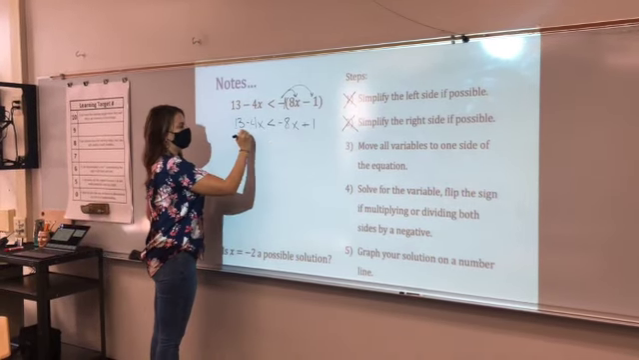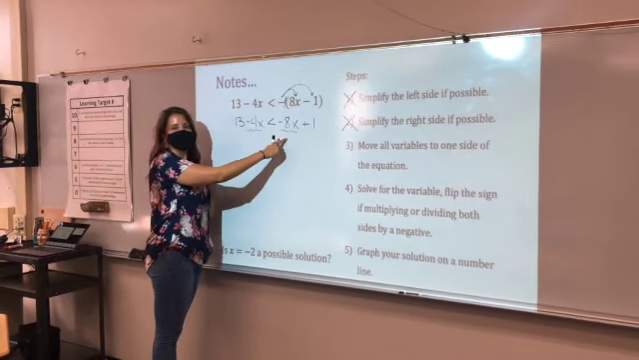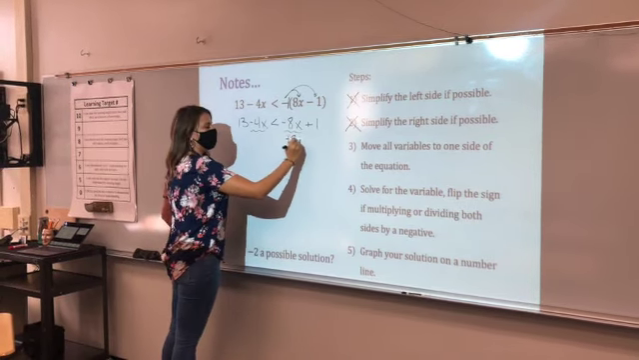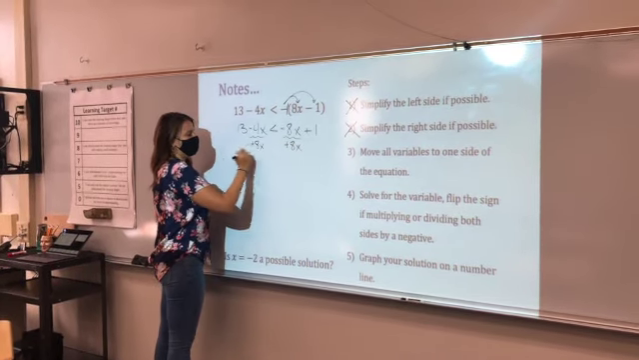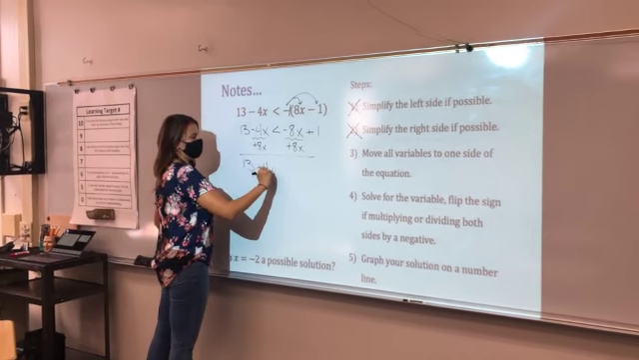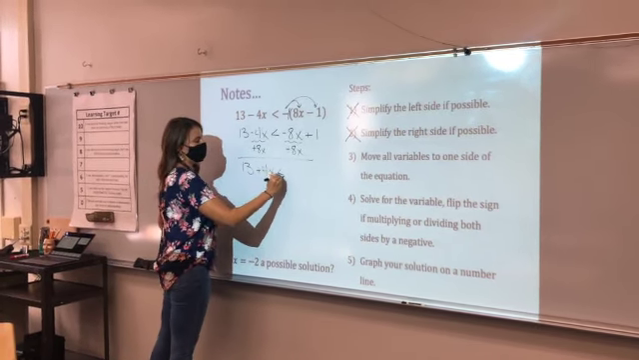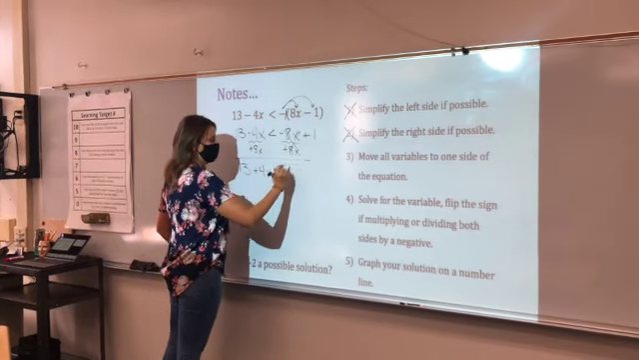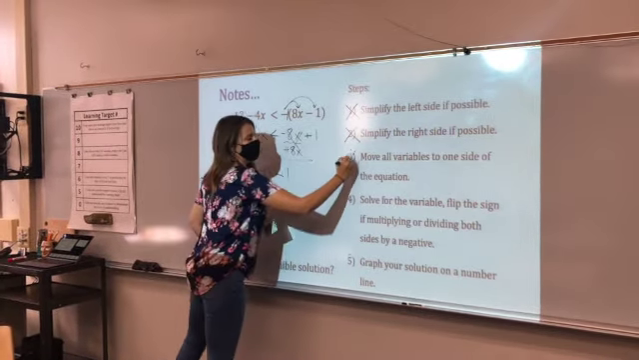Step 3, move all variables to one side of the inequality. Variable, variable. I want to move the smaller amount. Negative 8 is smaller, so I'm going to add 8x to both sides. 13 plus 4x. When I'm adding, I do not flip my inequality sign. Bring down the 1. Done.